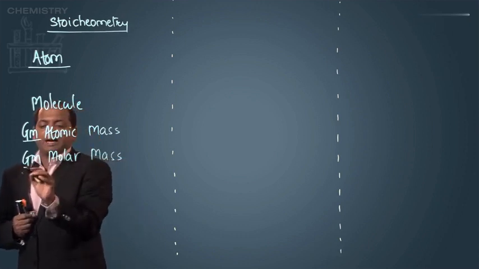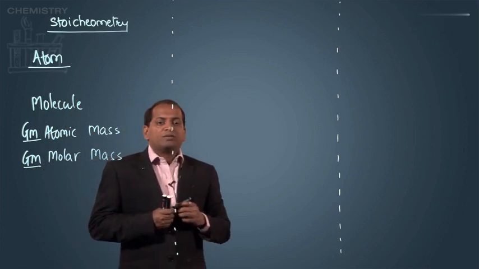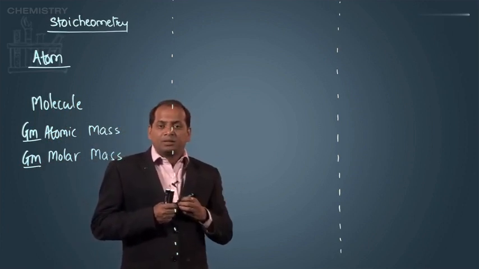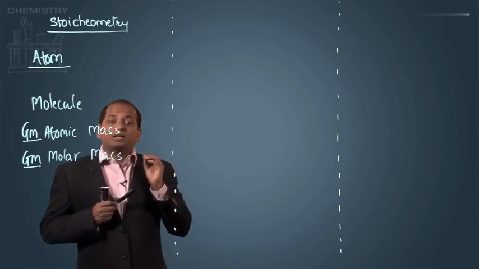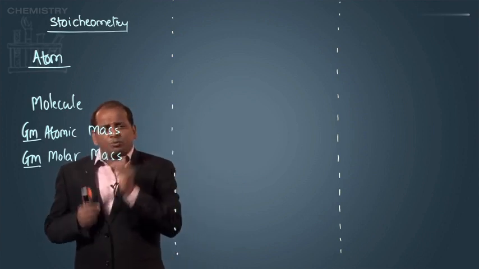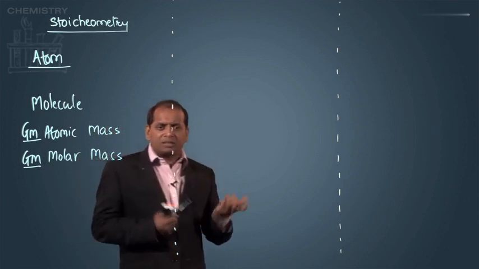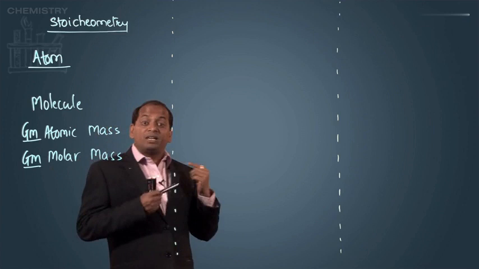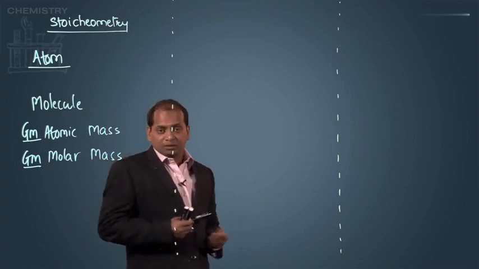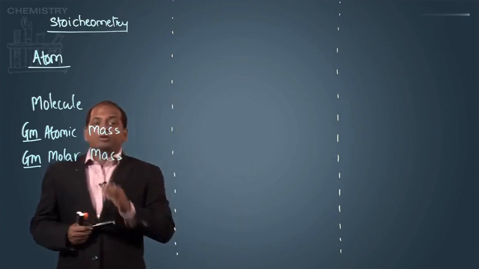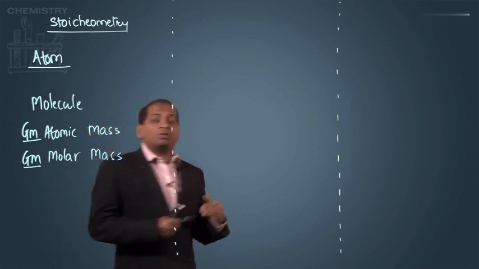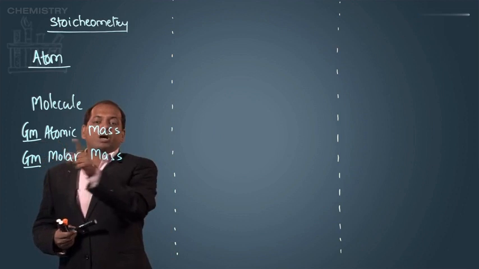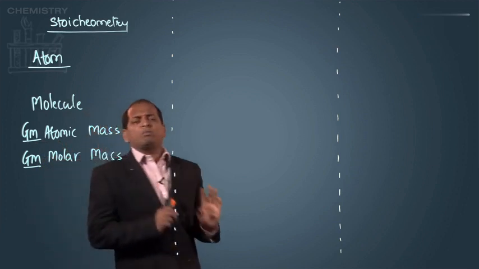Now, the word gram is not for the mass of an atom actually taken in grams. That weight is very small, since the atom is very tiny, we cannot even see it. If we take that weight, it becomes very difficult for the calculation, and therefore, to express it as a quantity in a laboratory approach, we are using the word gram. So gram atomic mass. What do you mean by atomic mass?